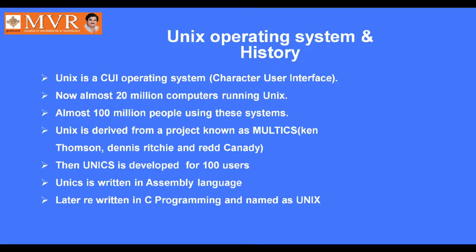Coming to the Unix operating system and its history, we need to see some points regarding this. Generally Unix is a CUI operating system. So let us know what a CUI is. I think you all know what GUI is. GUI is graphical user interface. But Unix is a CUI operating system. CUI stands for character user interface. So what is the difference between character user interface and graphical user interface? We'll understand in the next slides and next classes also.